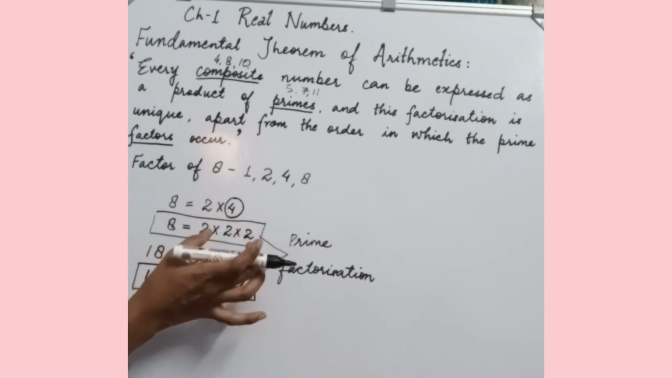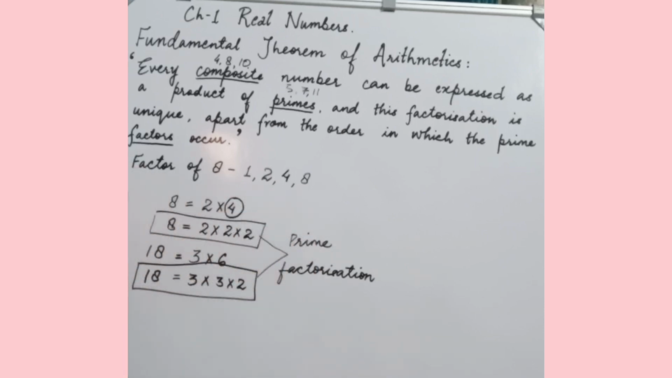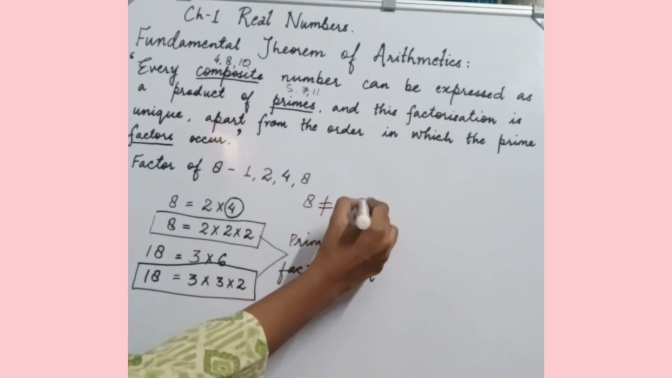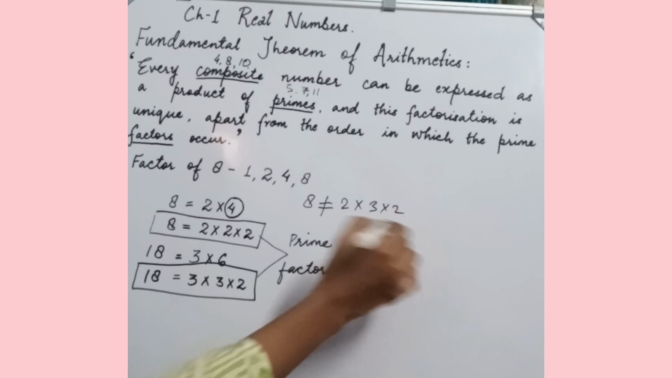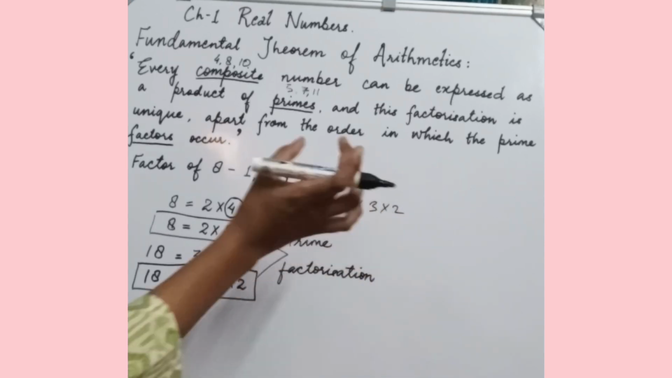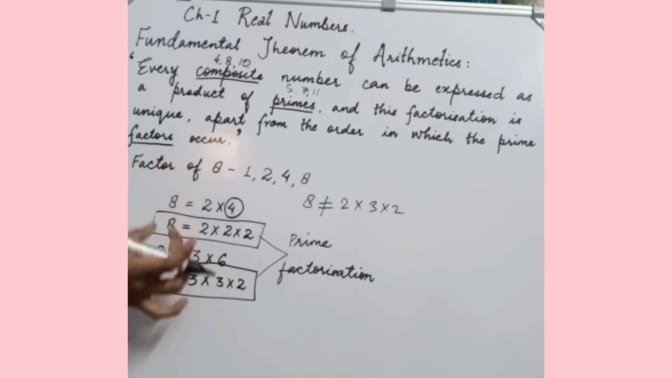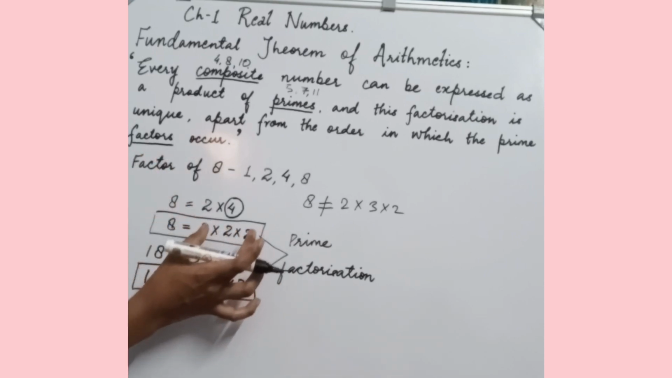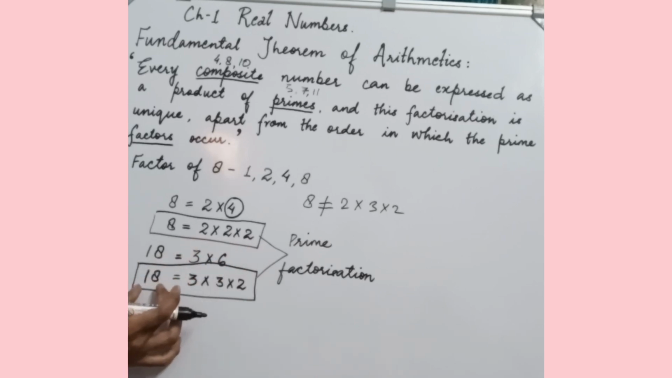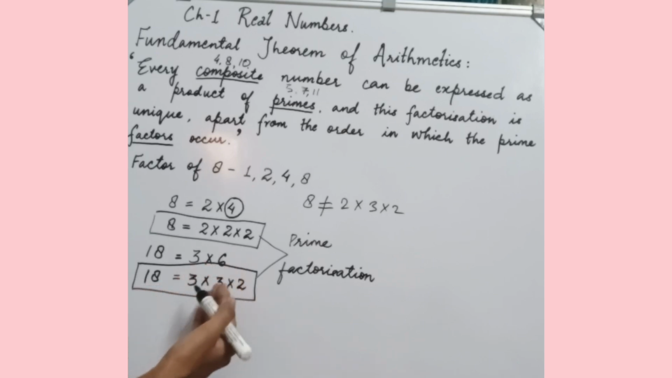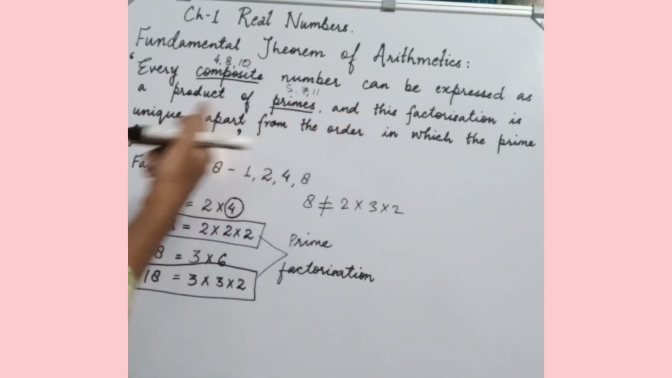8 is always written as 2 into 2 into 2. Nothing else than that. You cannot write 8 as the product of some other prime factors, like something like this. No, we cannot write like that. The only factorization of 8 is 2 into 2 into 2. So every composite number has a unique prime factorization, right? We cannot replace the prime numbers in this factorization by some other prime number, right? This factorization is unique. This is the second part of this theorem.